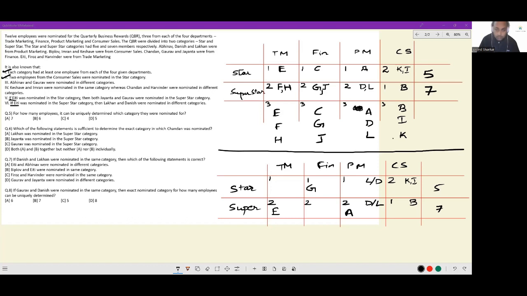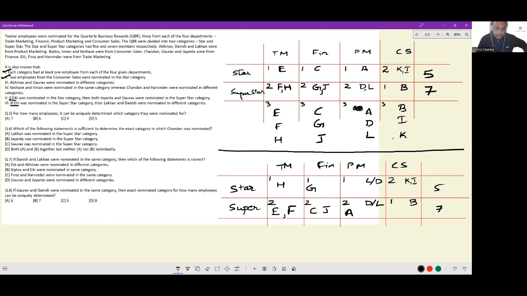Now, because Gaurav is here, we also know Chandan and Jayanta have to be here. These are the two people. Chandan and Jayanta, C and J, have to be here. This is uniquely identified. Additionally, because we know that Chandan and Harvinder were nominated in different categories and Chandan is in superstar category, Harvinder has to be here, which would mean Firoz has to be here.